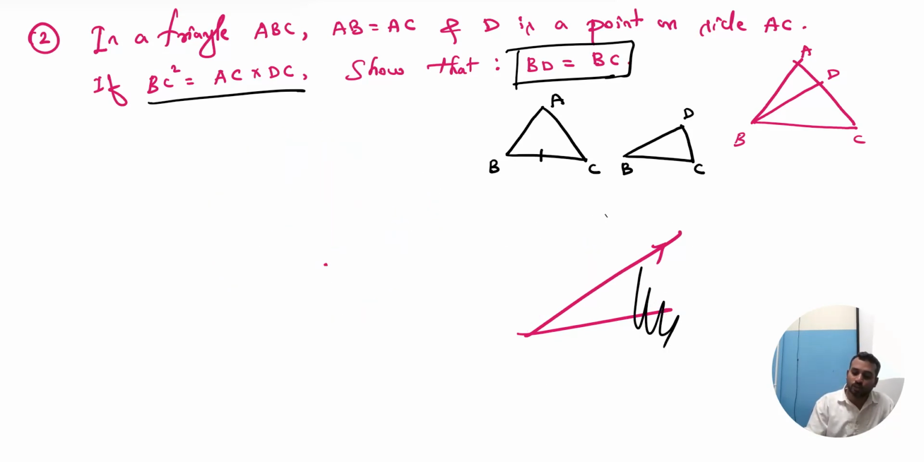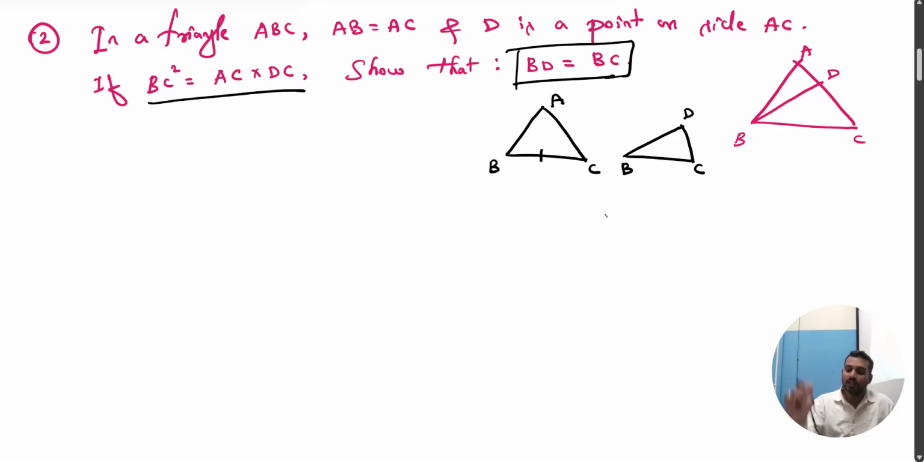So what is the conclusion from both these statements? According to this figure, BC is the base. According to this figure, CD is the base. Any doubts? Understood how to guess the concepts?